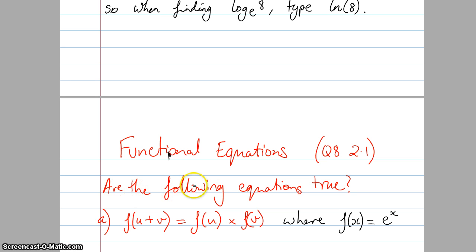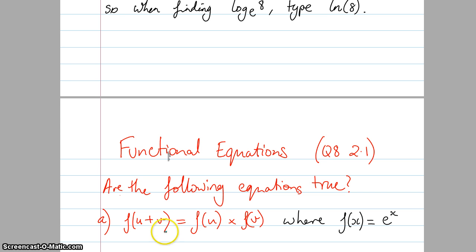Are the following equations true? There's one here, there's one down below. f(u + v) = f(u) × f(v), where f(x) = e^x. Now, what they're really asking you is to play on the idea of what happens when you multiply two exponentials together. And then I guess we can go from there.